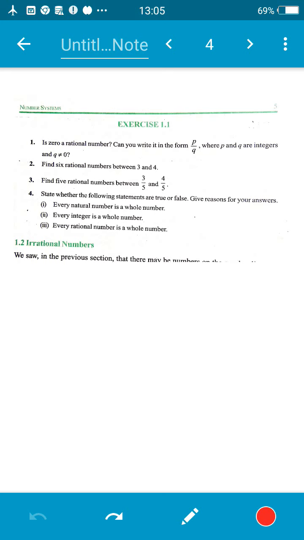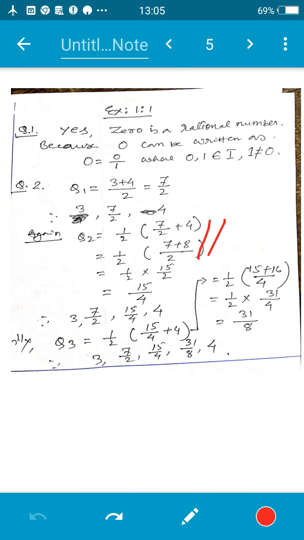Students, you come to the next maths, that is question number 2: find 6 rational numbers between 3 and 4. For this, the first rational number, q1, is the average of the given two numbers, 3 and 4. We have got 7 by 2. So the place of 7 by 2 will be in between 3 and 4. Students, you need not write these steps in the exam.